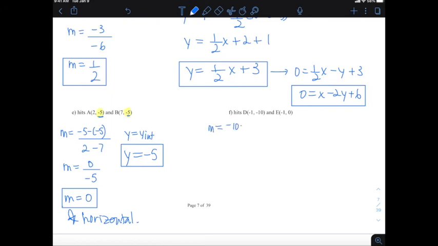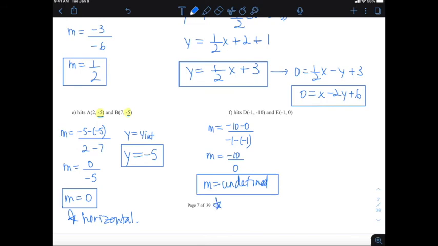So I have -10 minus 0, -1 subtract -1. So I get -10 over 0. And in this case, m is undefined because the 0 is in the denominator. Okay, so what does that mean for us? That means that we have a vertical line.